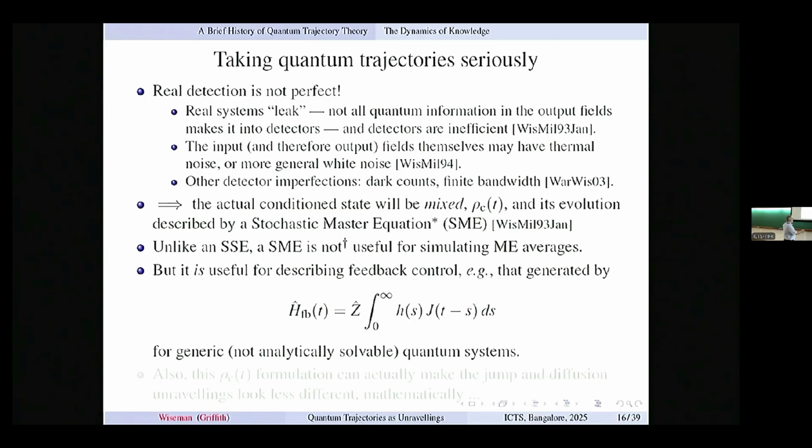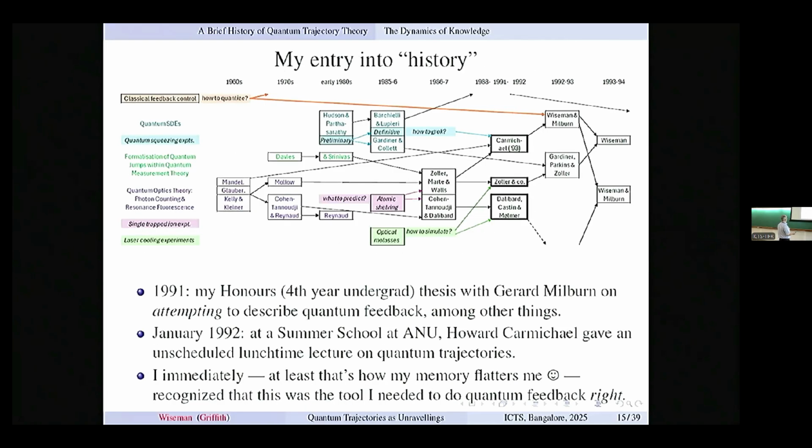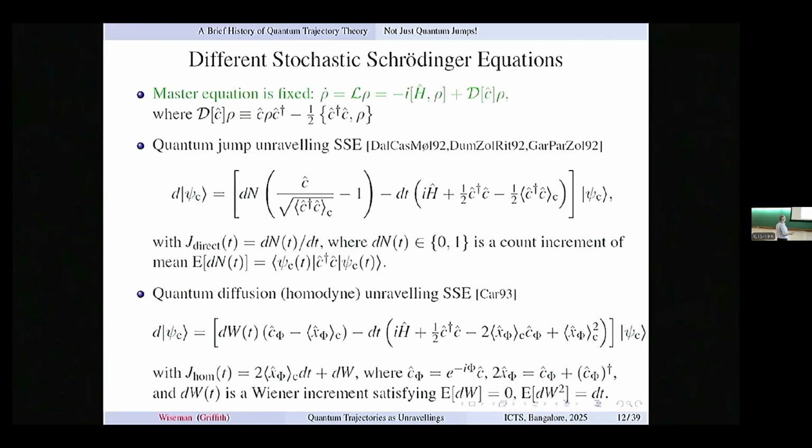No, sorry, so H is a filter function and J here is meant to be the current, the observed current. Yeah, the observed data. Well, so J is like this J here. It could be a direct or it could be a homodyne detection, yeah.